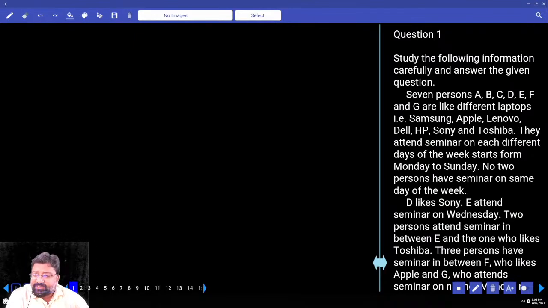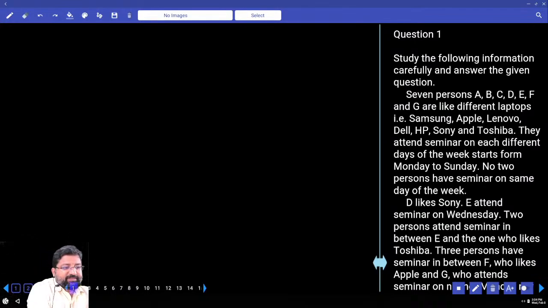Seven persons, A, B, C, D, E, F, G, like different laptops: Samsung, Apple, Lenovo, Dell, HP, Sony, and Toshiba. They attend a seminar on different days of the week, from Monday to Sunday. No two persons have a seminar on the same day of the week. Okay, students, they have seminars from Monday to Sunday.